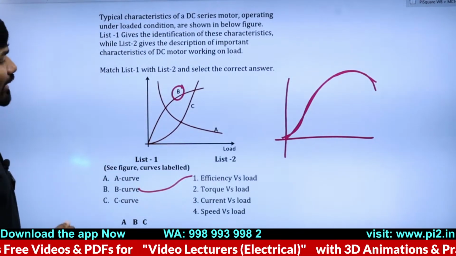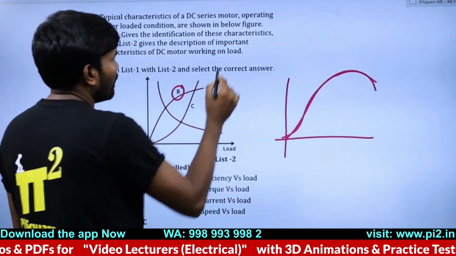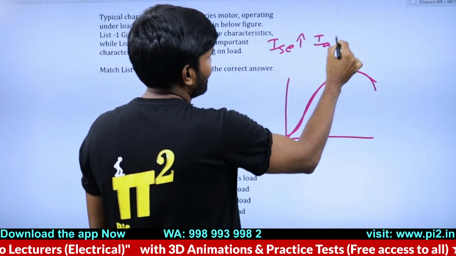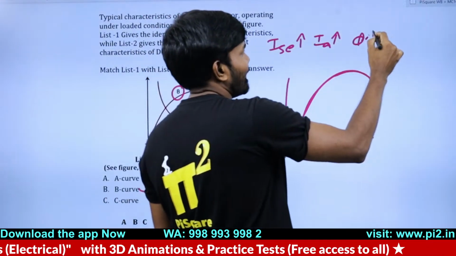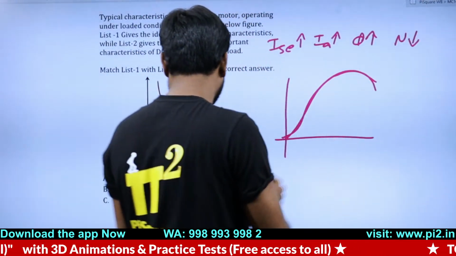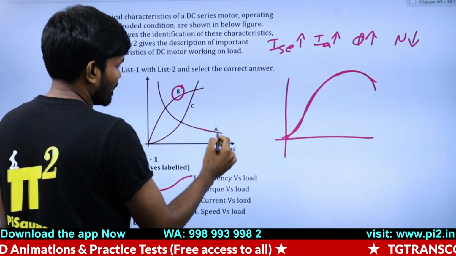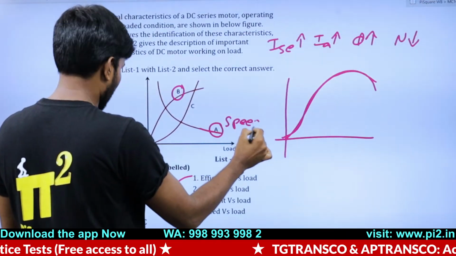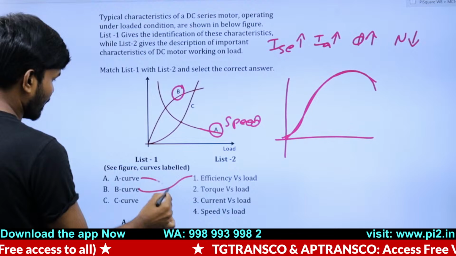Curve A: when you're increasing load, the armature current IA is increasing, which means the series field current is increasing. So flux is increasing, so speed reduces. Speed is reducing, so this is a curve for speed versus load. Curve A is for speed.